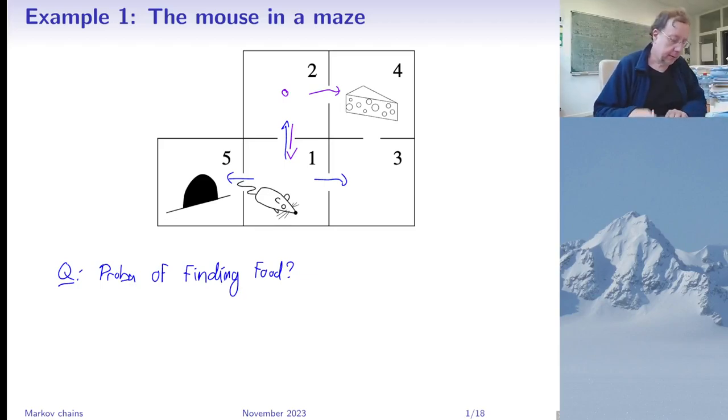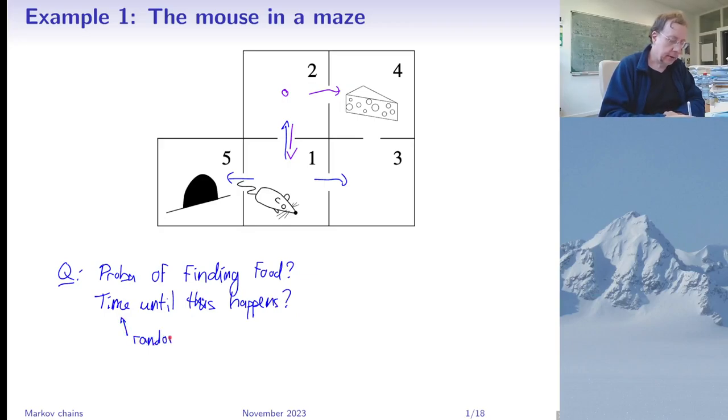And another question one can ask is, what is the time until this happens? And this time is actually a random quantity because of the random nature of the motion of the mouse. So that is random. So since it's random, we can, for instance, ask what is the mean, the average of this random time.